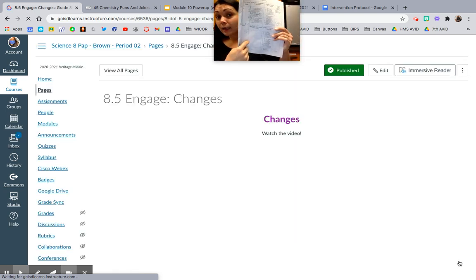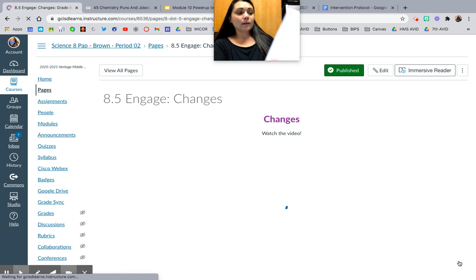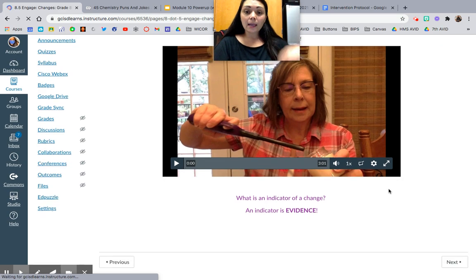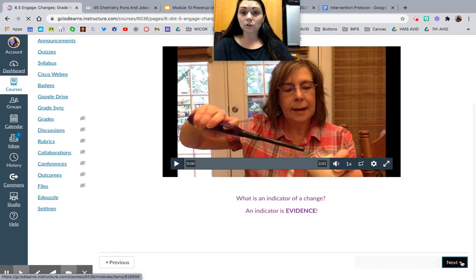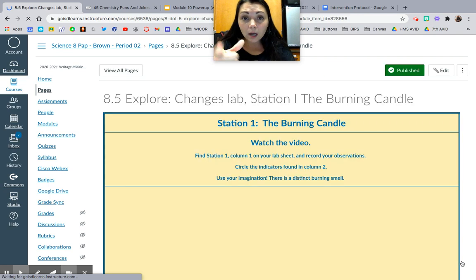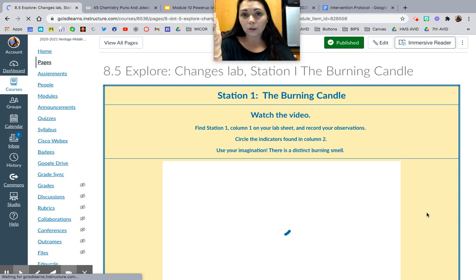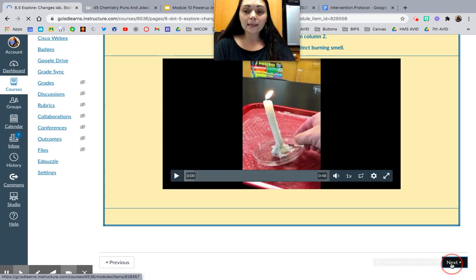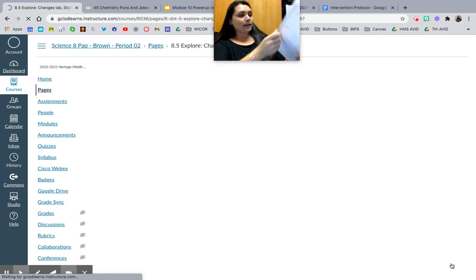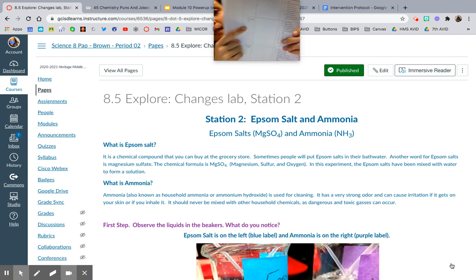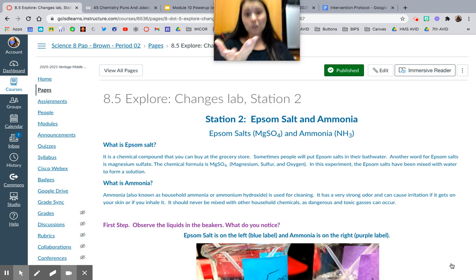So the first station is burning a candle, so you'll do that on page 2. And that is right here. So you're going to watch this video of Miss Stock burning a candle, and you're going to write down any evidence changes. I put a second quick video on here for y'all as well. I had it, so I threw it on there. So you can watch either or watch both. And then hit next. And then you'll go to page 3, and then you'll do the Epsom salt and ammonia, and then you'll do station 3, hydrochloric acid and magnesium strip, and then station 4, Alka-Seltzer tab. And you'll just work through these.